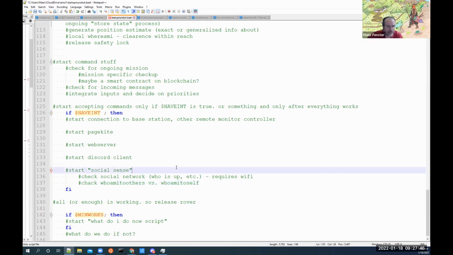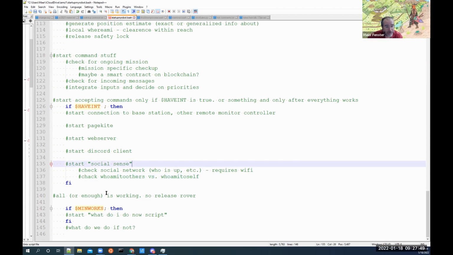Yep. That's it. And now enough of the rover is working. There's some sort of setting that a minimum amount is working. And now I go to the what do I do now script, which is part of the main operation of the rover, and I'm ignoring that. And what do we do if it's not working? I don't know. You do like Linux and you crash.